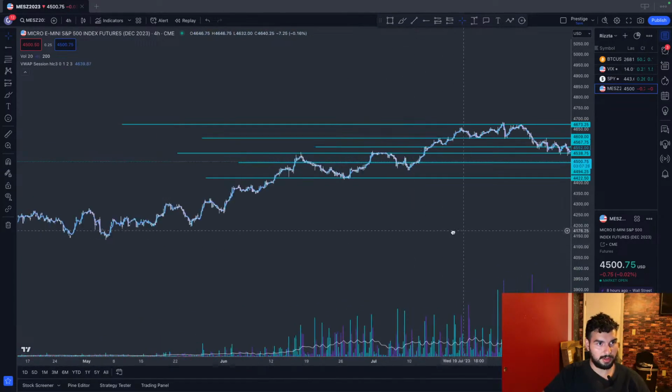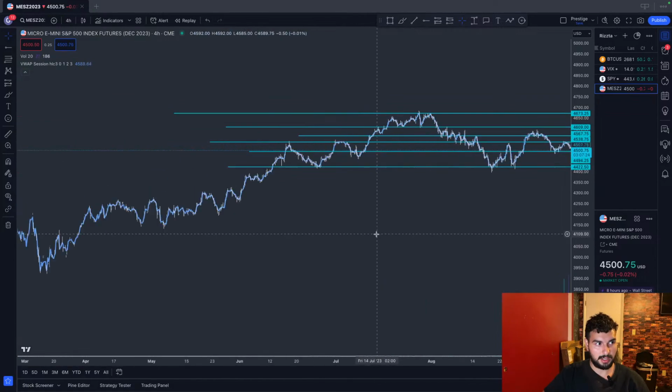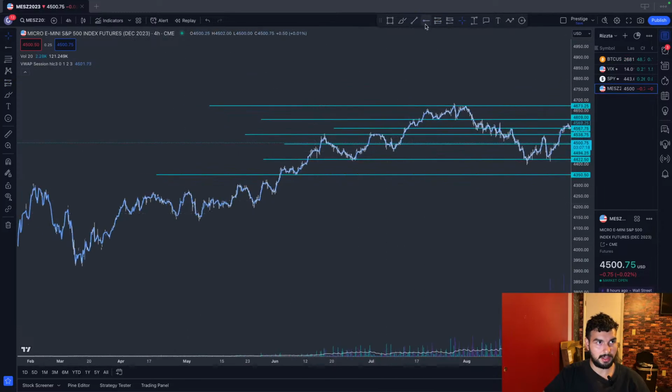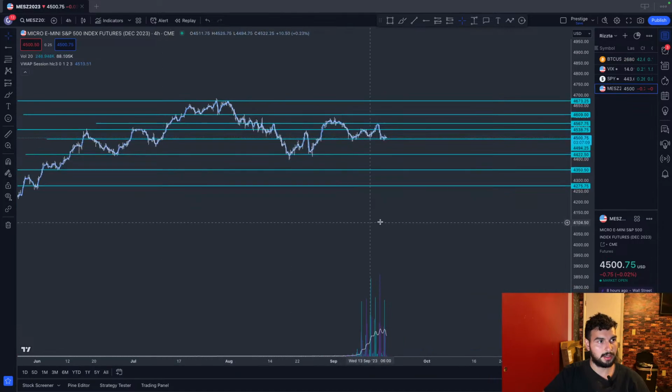So we're just going to stick with that until we start heading lower. Then we would just make some more levels right here. I'll make some just in case we go lower. We have another level right there. All the pivot points, you see we hit that level, we created support there.